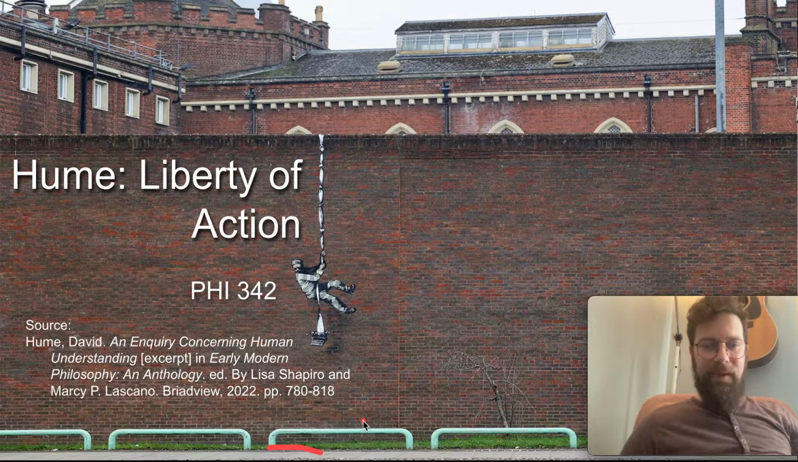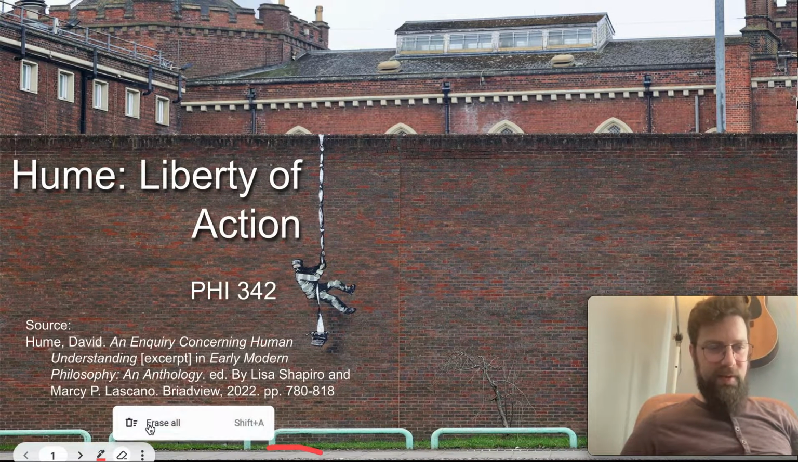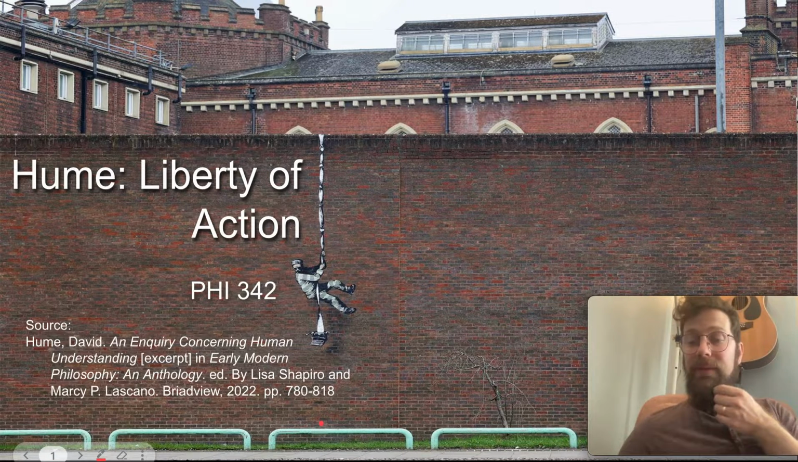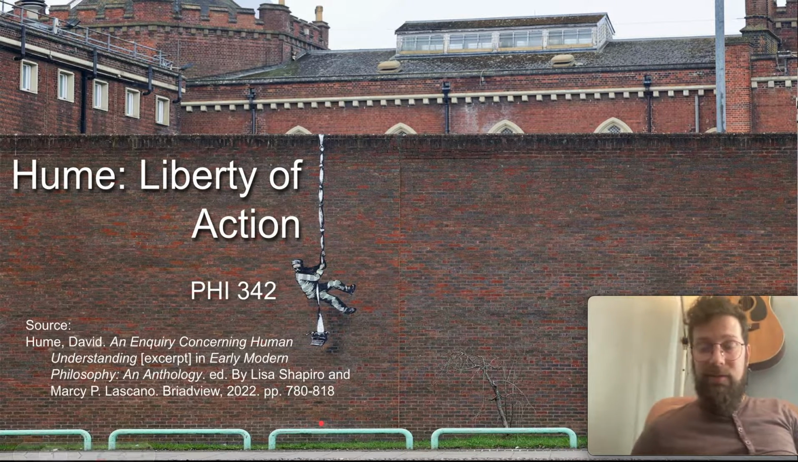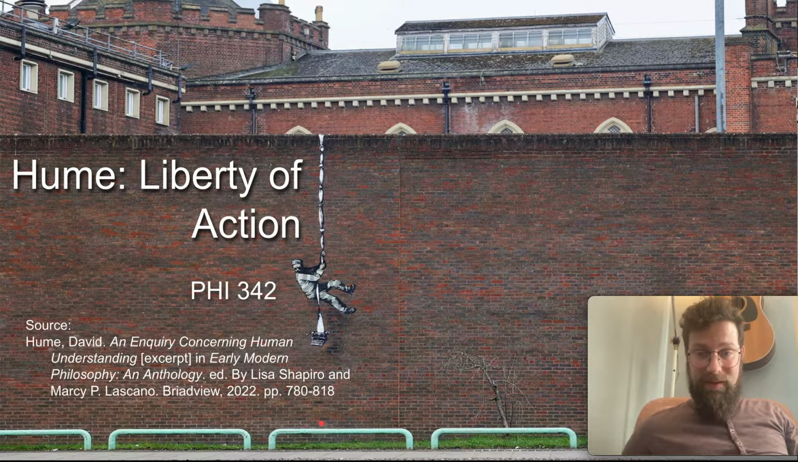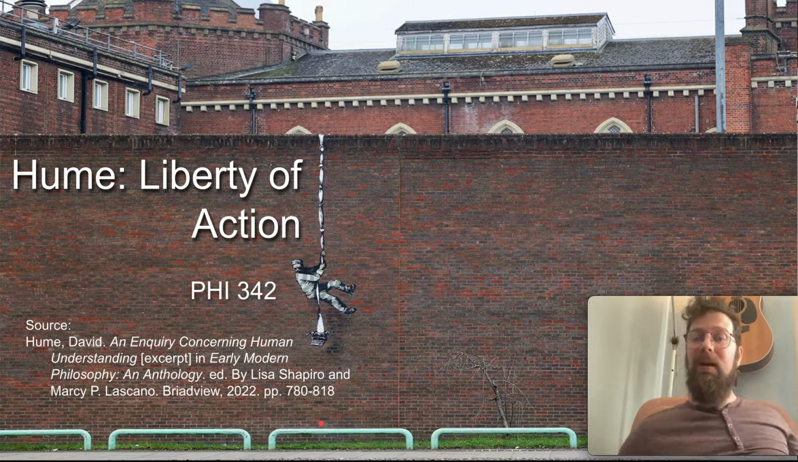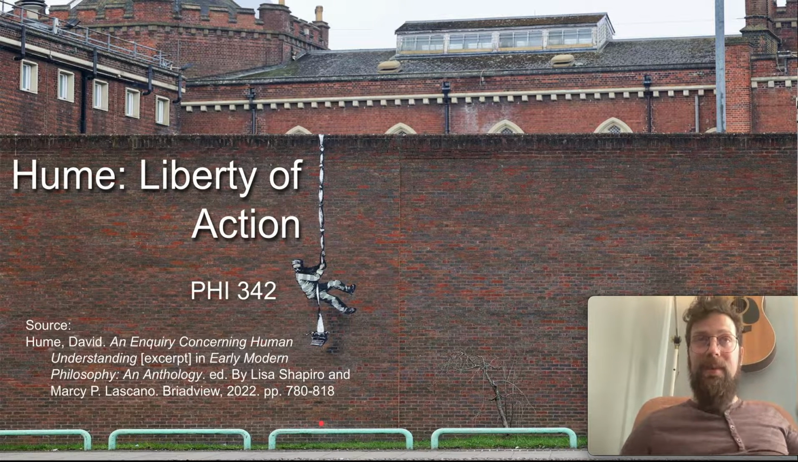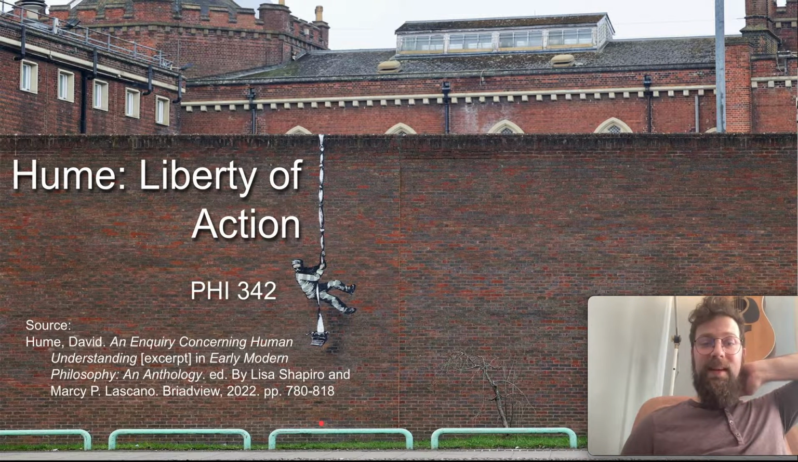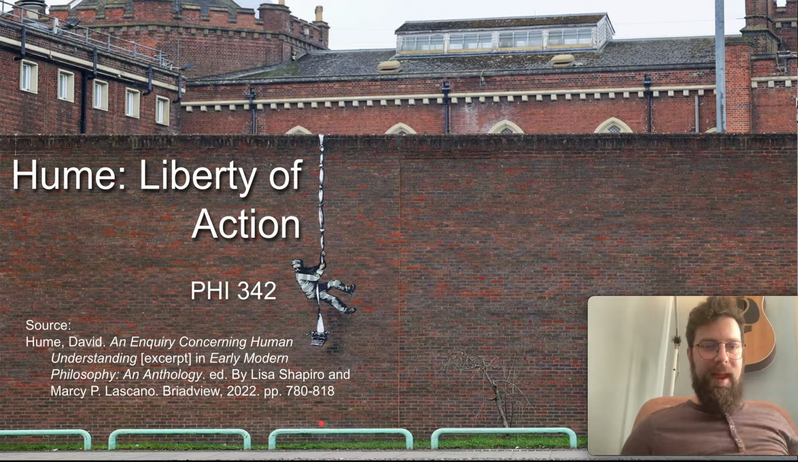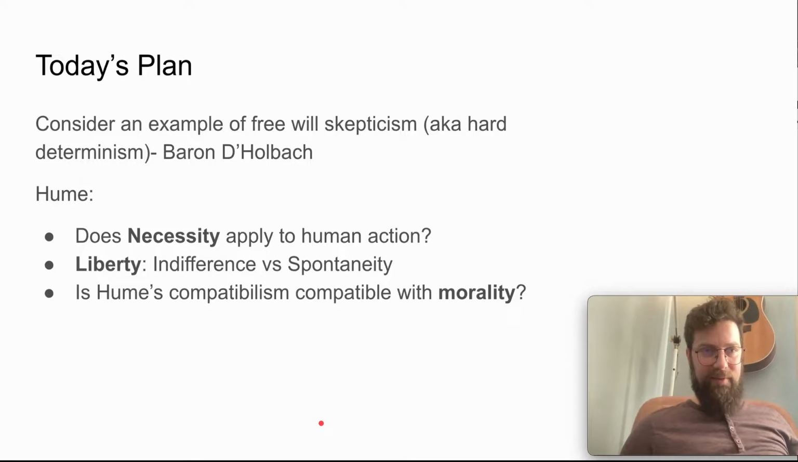Okay, welcome. Today we are continuing the discussion of Hume, and to do so, we're going to look at Chapter 8 of Hume's Enquiry Concerning Human Understanding, where Hume works out his theory of freedom of action. His title for the chapter is Of Liberty and Necessity. And Hume's basic idea is that we can attribute both liberty and necessity to human behavior.